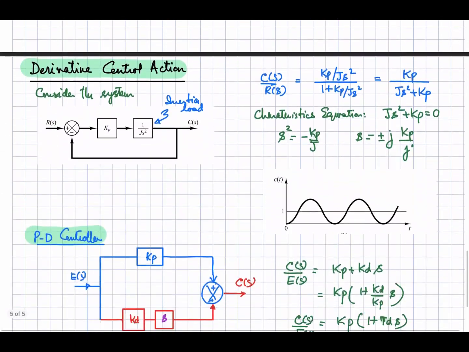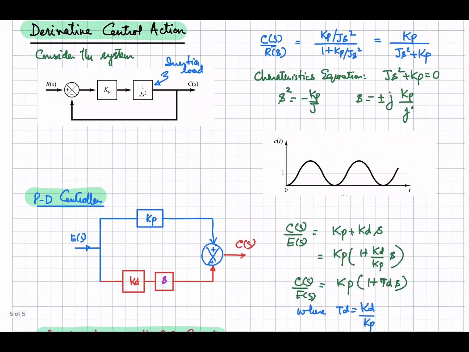Okay, now let's look at the derivative control action, and first of all let's consider a simple inertia load, that is this one, and we are going to introduce a proportional controller. The closed loop transfer function for this one is given as C(s) divided by R(s), that is equal to G(s) divided by 1 plus G(s). Simplifying, we will get this expression. From here I can write down the characteristic equation, that is Js square plus Kp equal to 0, and it can be written like that.